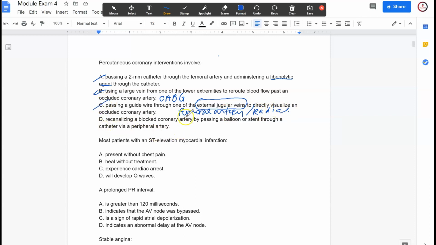So recanalizing a blocked coronary artery by passing a balloon or stent, this is your magic right here, a stent, through a catheter via a peripheral artery. Okay? There's your answer.